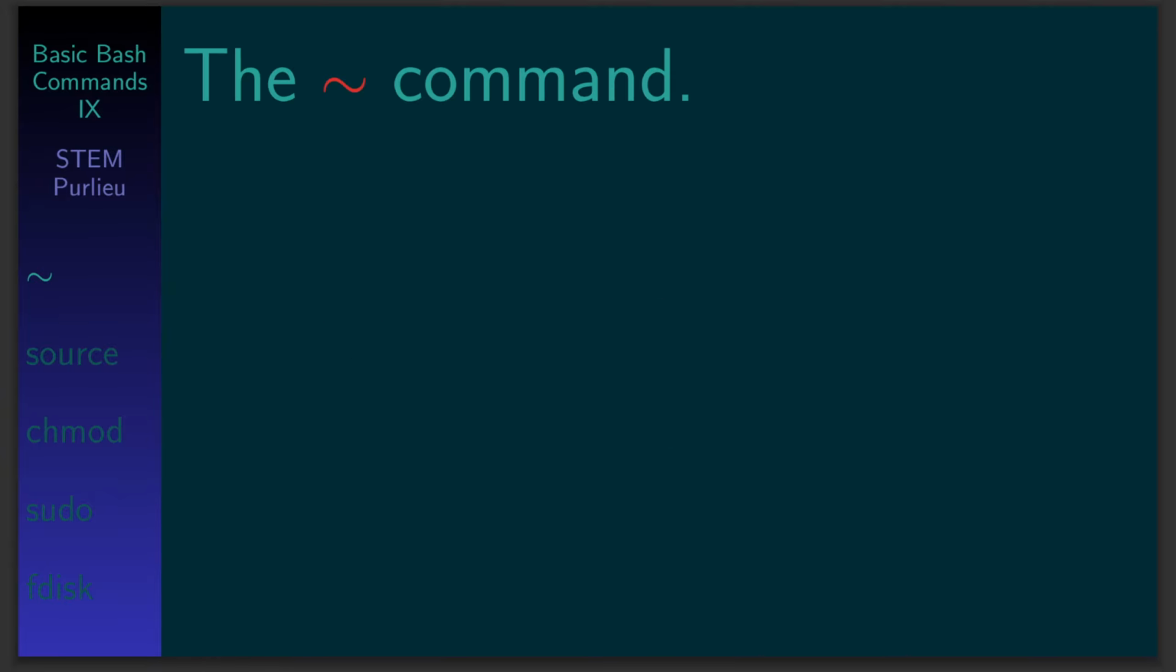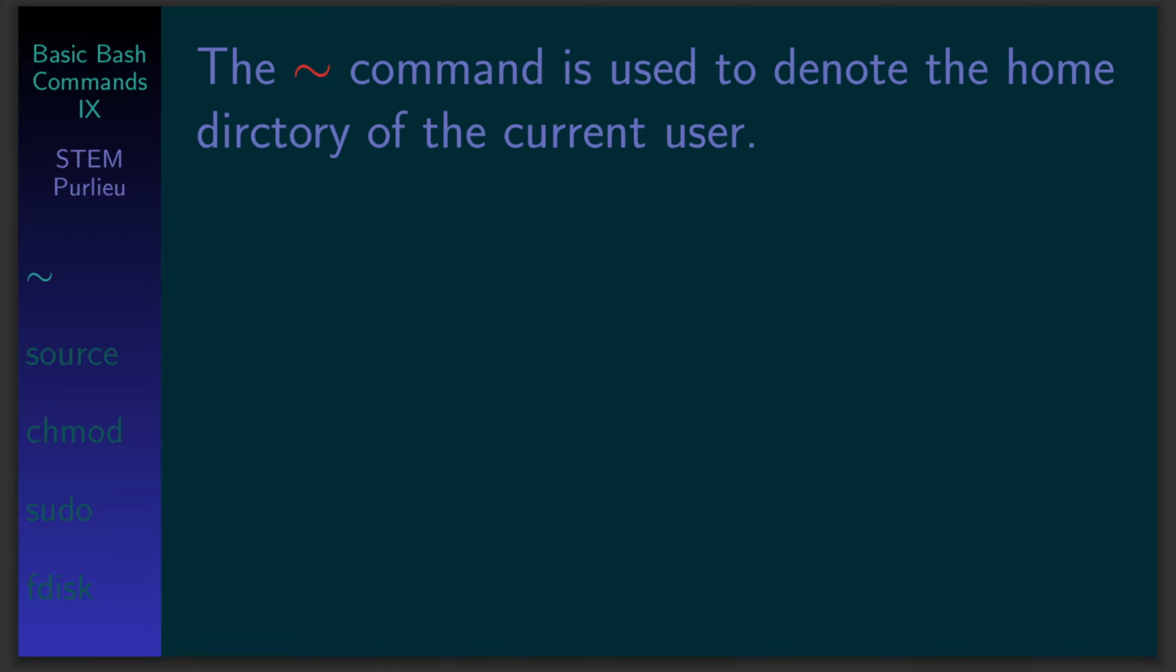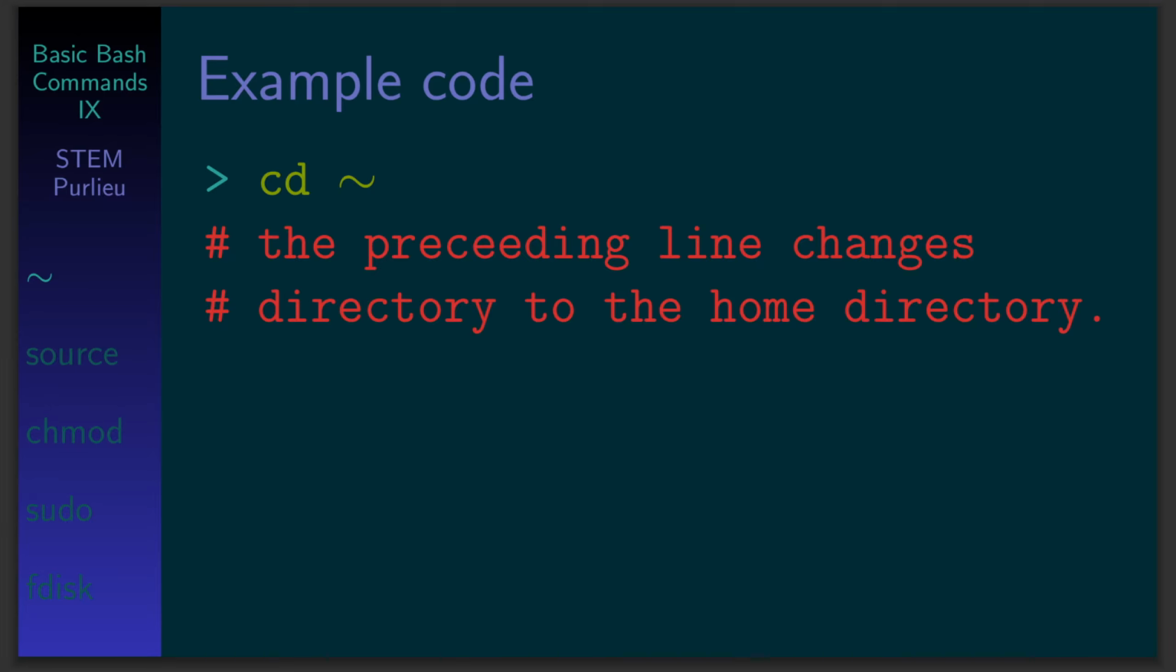Now let's look at the home command. The home command is used to denote the home directory of the current user. Here's some example code. If we see cd home, we'll convert the current directory into the home directory.